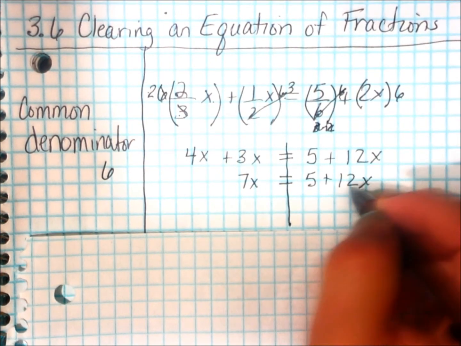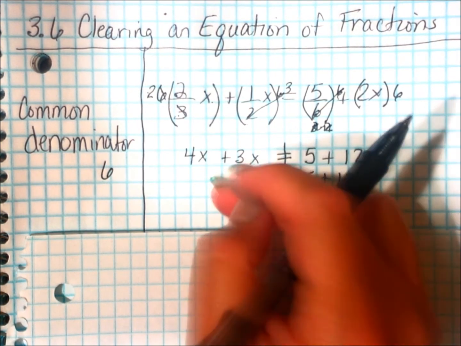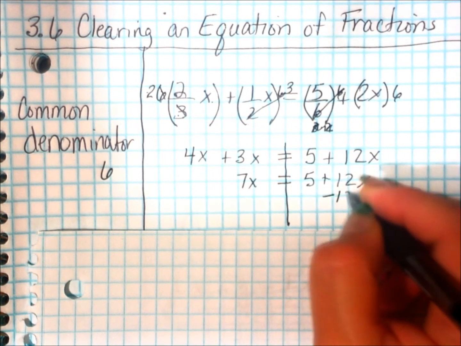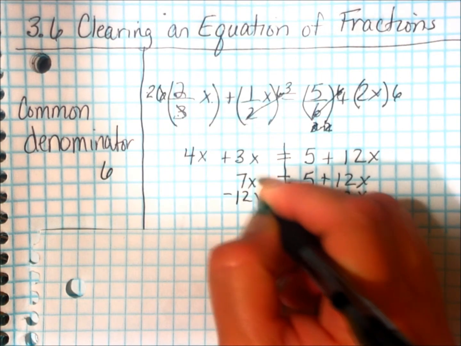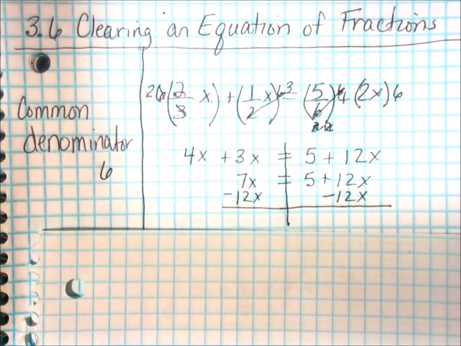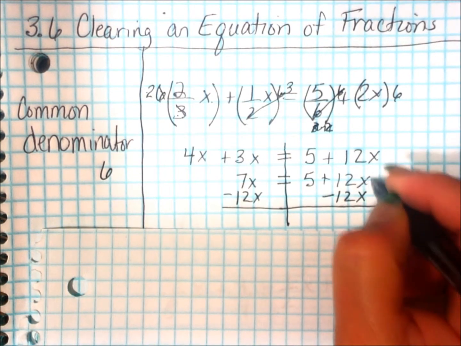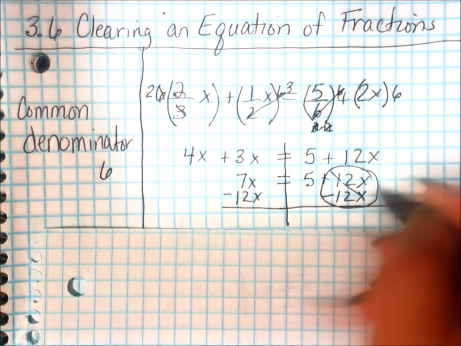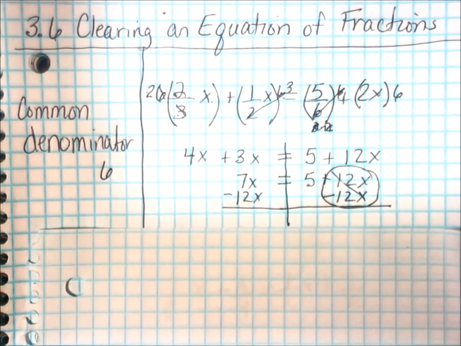Now, my next step says get the variable on the same side. Well, usually I'm going to want to get it over here. So I'm going to go ahead and subtract that 12x, which is kind of counter what I usually do because I usually like to add. But in this case, I see 12 minus 12 is 0.